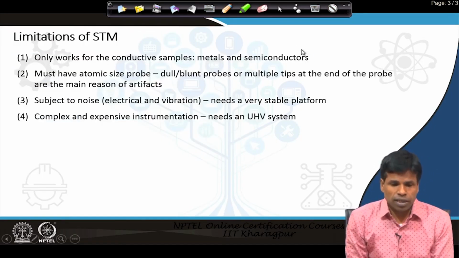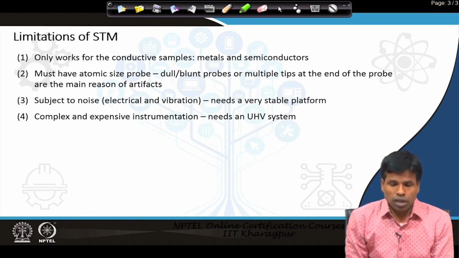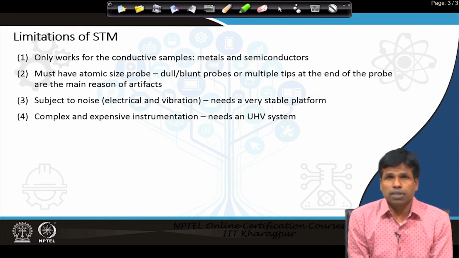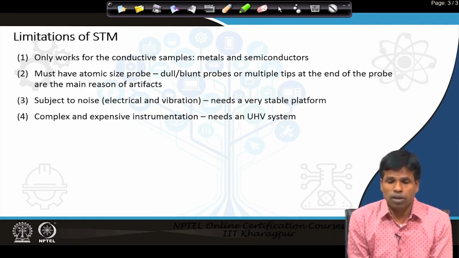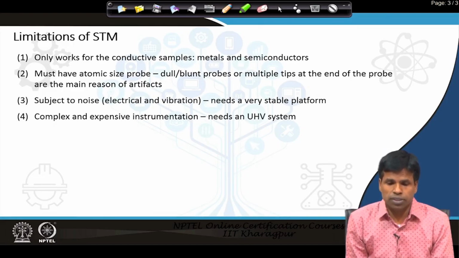Before we begin, let us talk about the limitations of the scanning tunneling microscope. The scanning tunneling microscope is used to study conductive samples only, samples which are conducting. That means the sample should be either a metal or a semiconductor, because here we measure the tunneling current. Without the sample being conducting, we cannot get the current out of the sample.